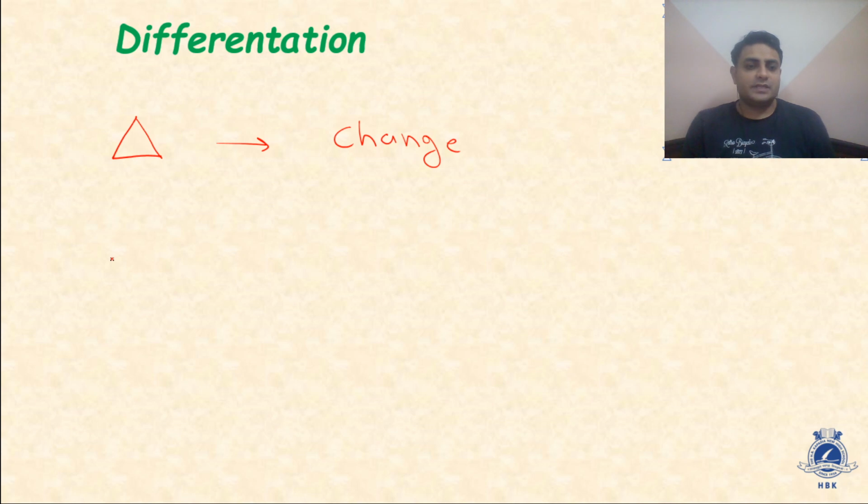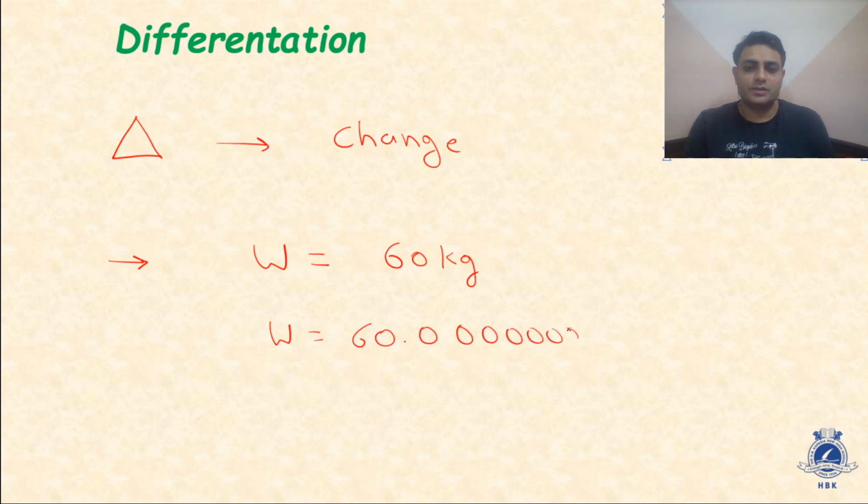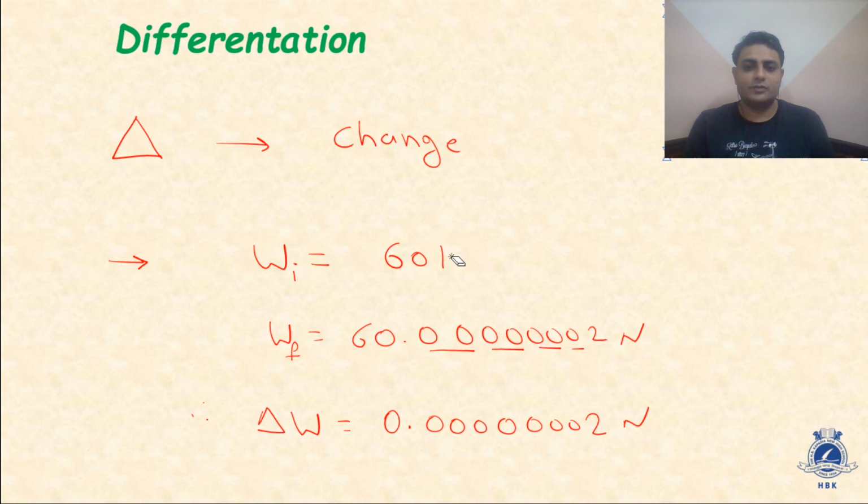Now let us imagine another case, your weight. Suppose weight and mass are different. Let your weight be 60 kg in the morning, and in the evening it becomes 60.00000002. This is initial and this is final. Then your change in weight will be delta W equal to 0.00000002. Actually it should be in Newton, so I am writing Newton. Commercially we can write kg also, but according to physics it will be wrong.